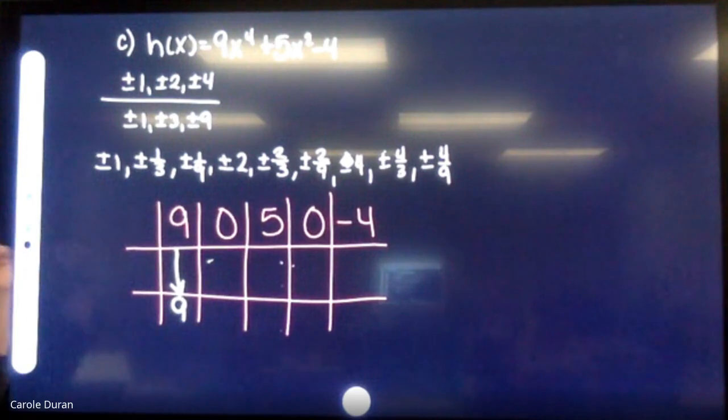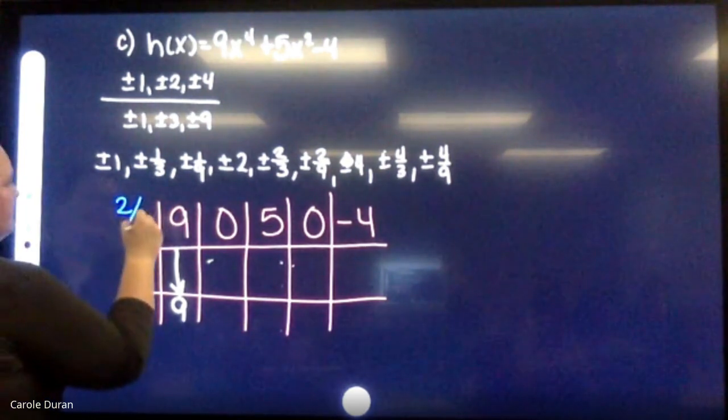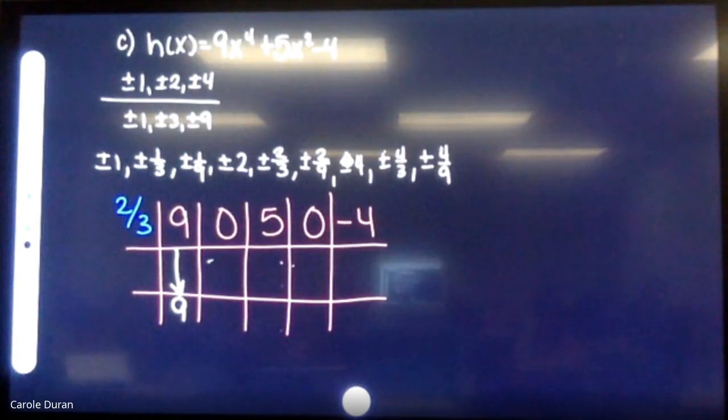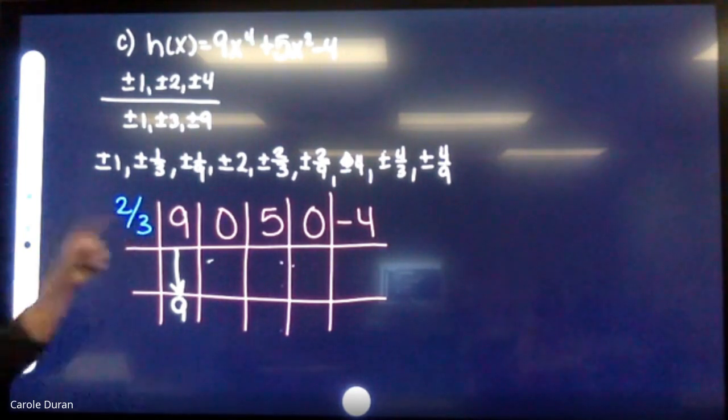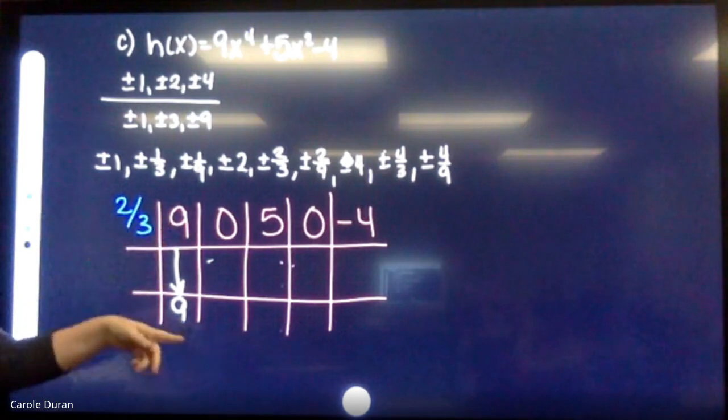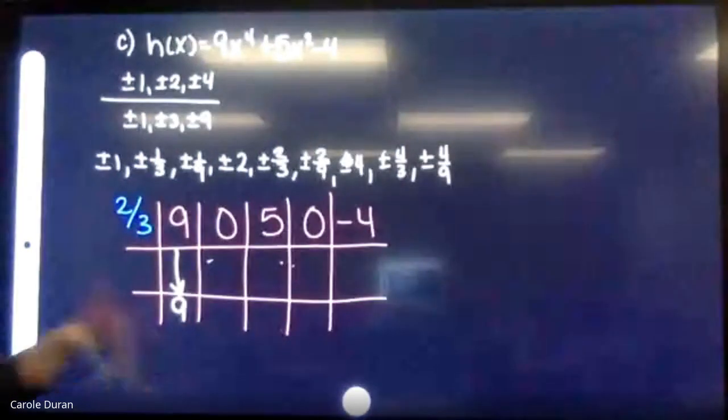Okay, so draw your chart again if you don't have a blank one or you didn't erase all your stuff. And we're going to now divide out 2/3. Okie dokie, let's do this. That's a 9. The 9 drops straight down.